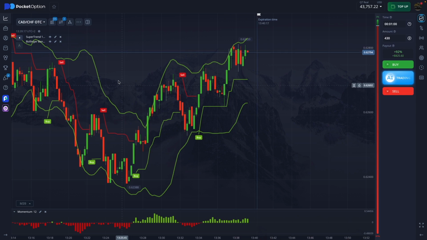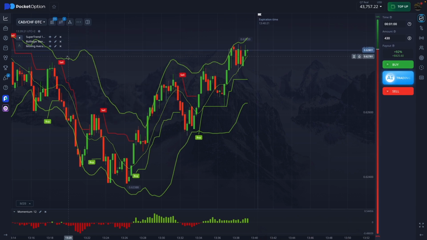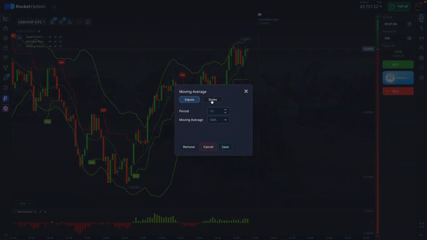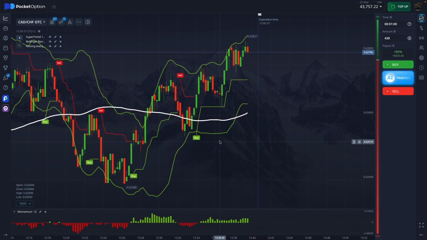And the last indicator I will need today is the moving average. I am adding the moving average to the chart, going to the settings, and here I am increasing the period to 75. I leave the moving average type as SMA, after which I go to the Styles tab and change the color of this line and make it a bit thicker, just so it is more noticeable for me. After that, I click the Save button.